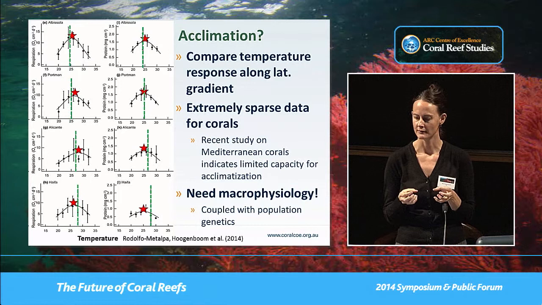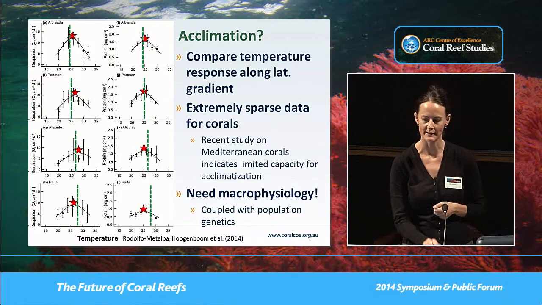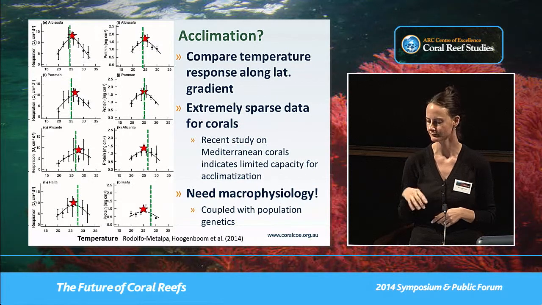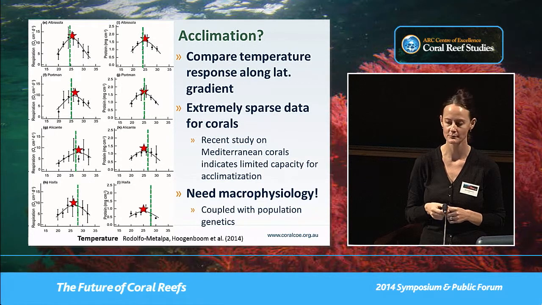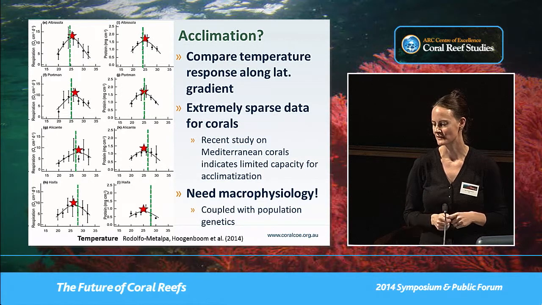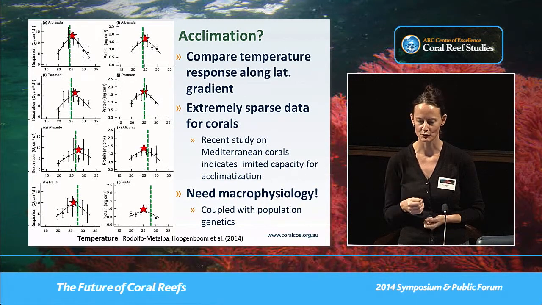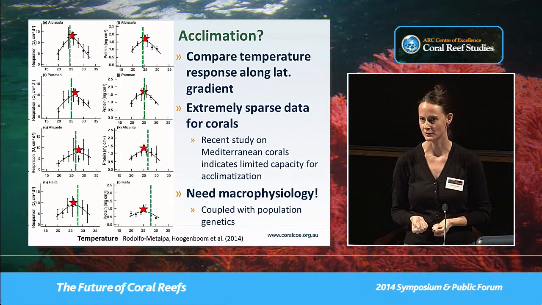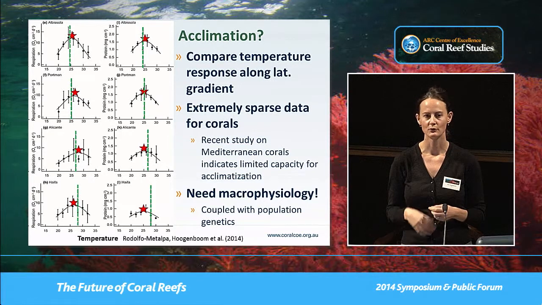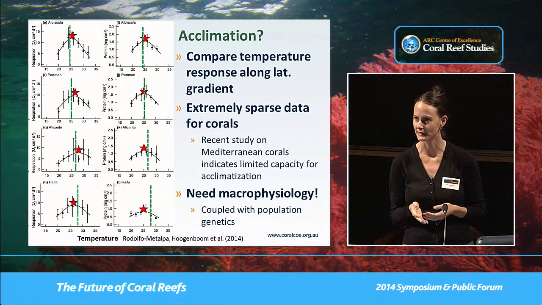We brought them back to a common environment and then measured their physiological responses to temperature between about 18 and 32 degrees. You'll see these hump-shaped curves, similar to the example I showed you earlier. The red stars in these plots show the thermal optima, so the temperature at which these physiological processes were maximized. The green lines show the environmental temperature. So if acclimation or adjustment of physiology to match temperature was going on in these environments, we'd expect to see the red stars lining up with the green lines.